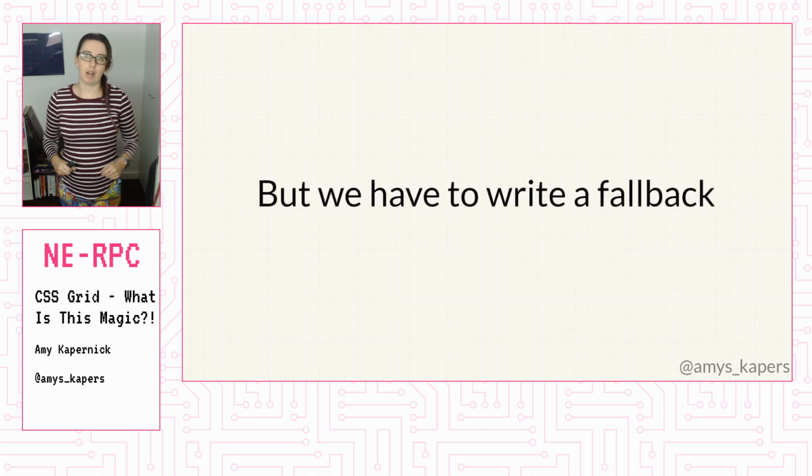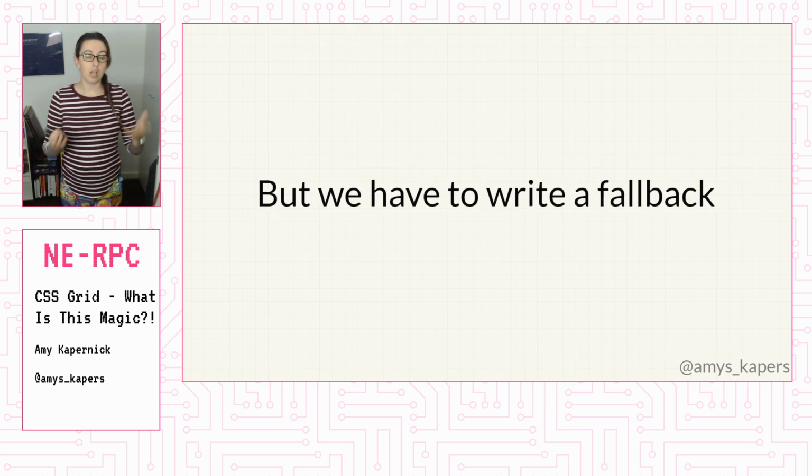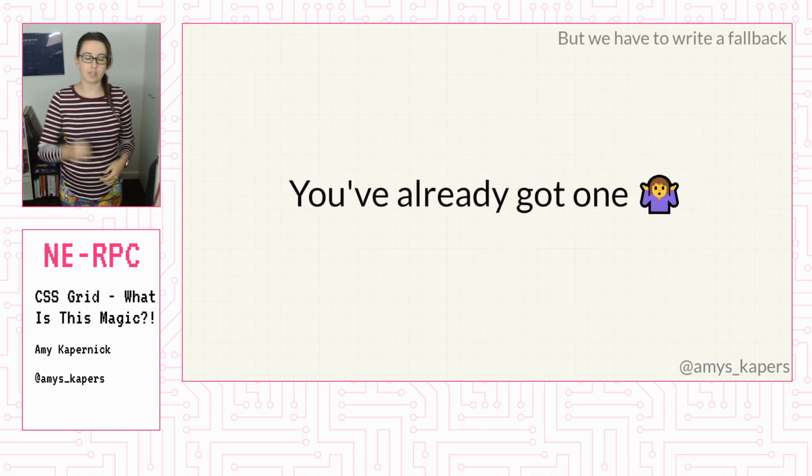But then we have to write a fallback. Guess what? Does your code currently work with those websites, with those browsers? You've already got a fallback. This is something that we don't have to go through and rewrite. You can go through and write a new grid layout inside of a supports query. Your fallback is already there ready to go.